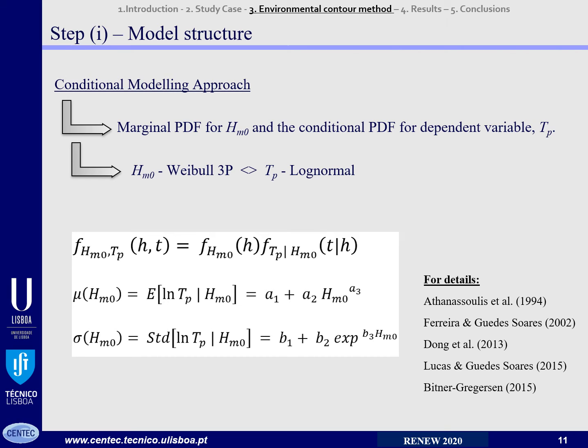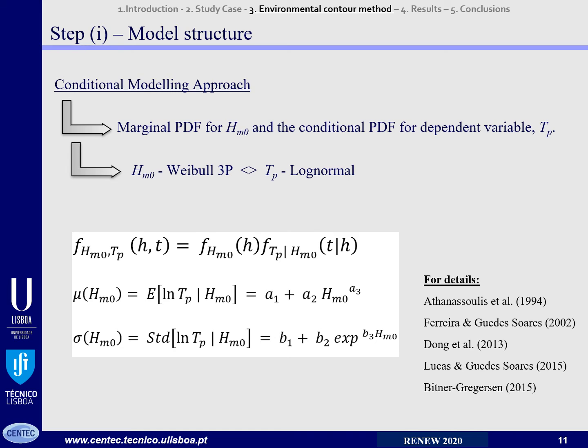Usually, the first step of contour derivation is to model the joint distribution of the metocean variables considered. So we use a conditional modeling approach that consists in modeling the marginal probability distribution of significant wave height using a three-parameter Weibull: shape, scale, and location, and the conditional Tp distribution based on a log-normal, and the statistical dependency is based on the mean and the variance of the distribution.